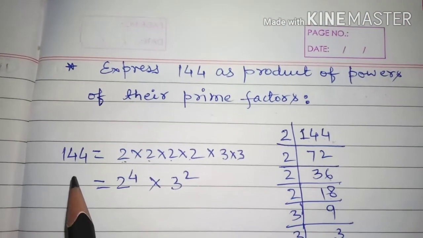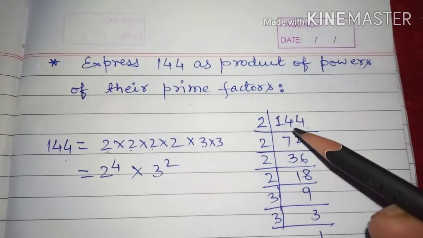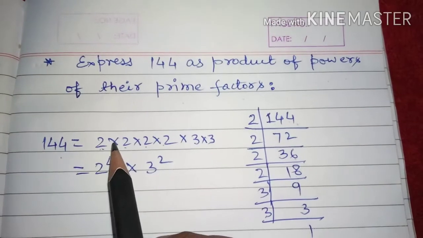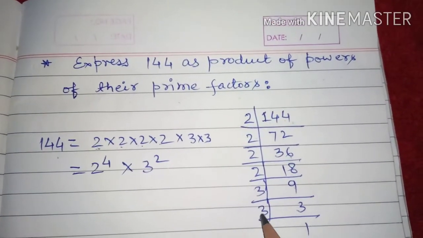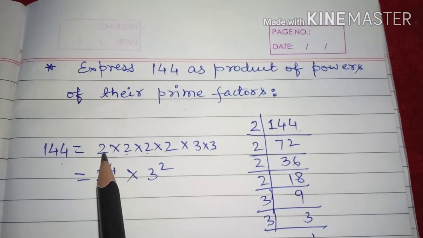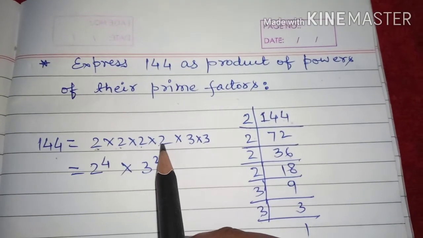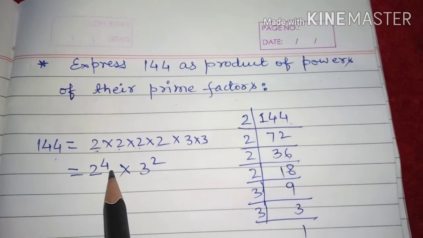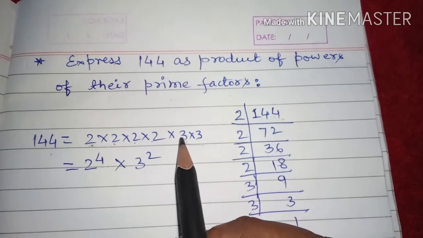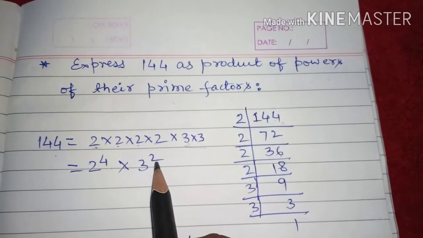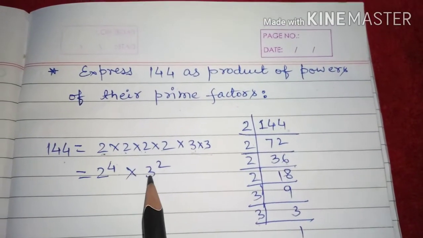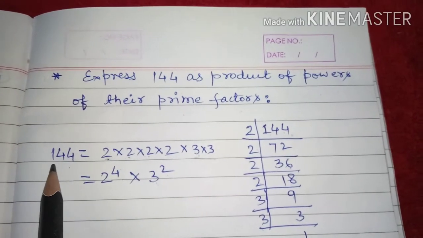So we can write 144 as, how many times 2? 1 2 3 4. So 4 times we will multiply 2, and 2 times 3, that is 3 into 3. Now how do we write it in exponential form? The base will be 2, and 4 times 2 is here, so we will write the exponent as 4. The base here is 3, so we will write 3 as base and 2 times it is multiplied, so 2 is the exponent. So 2 power 4 into 3 power 2 is the exponential form of 144.